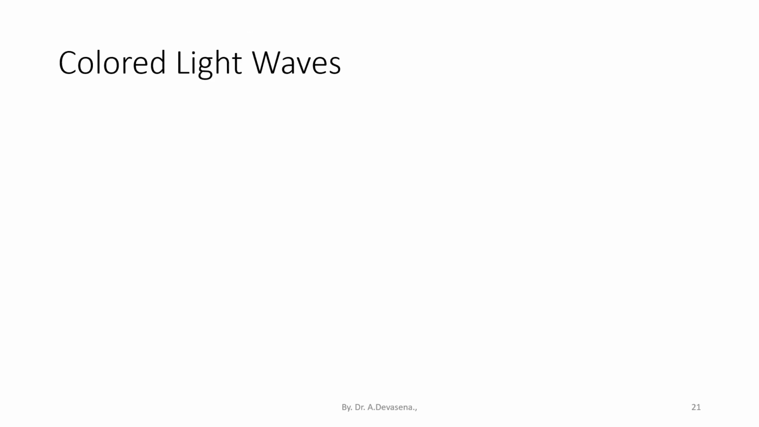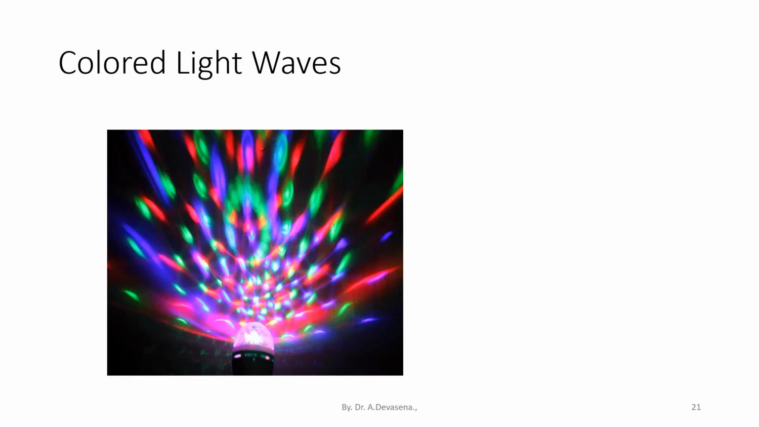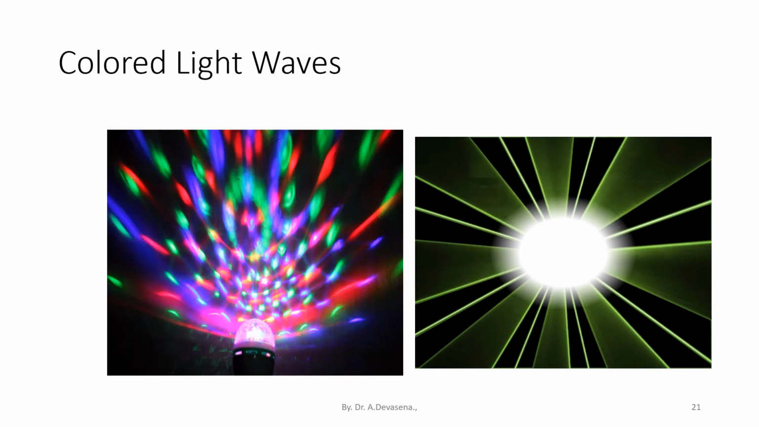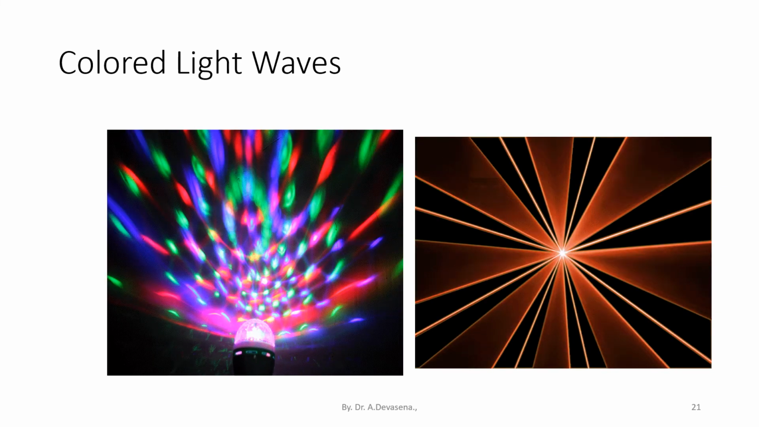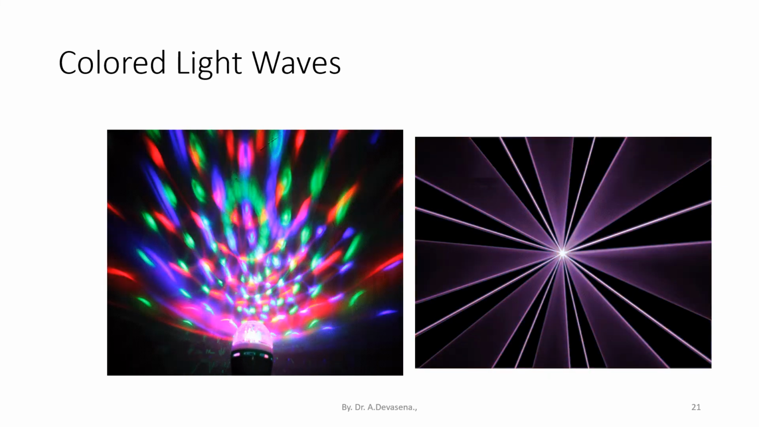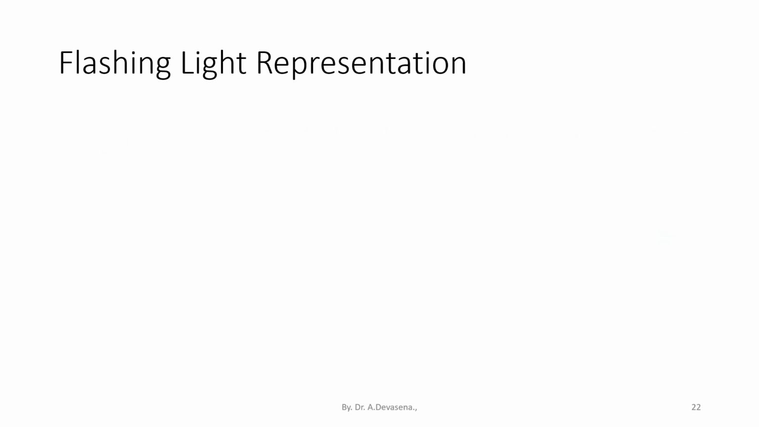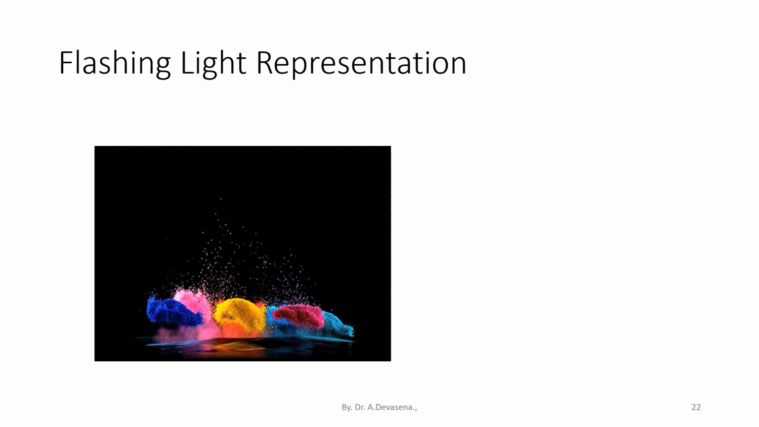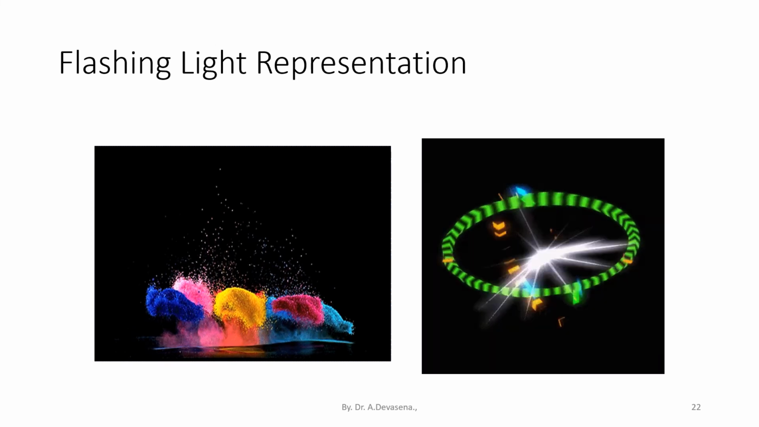Colored light waves. This is the representation of colored light waves. Another representation of the colored light waves is shown here. Flashing light representation is shown here. This is the representation of flashing lights. Another representation of flashing lights.